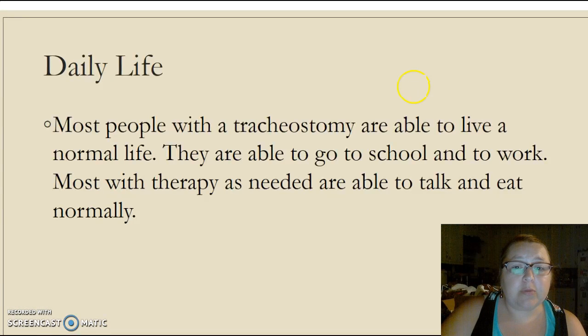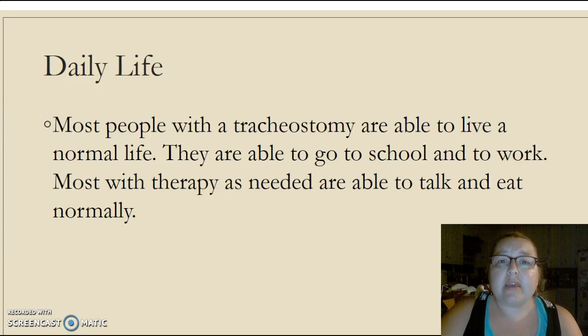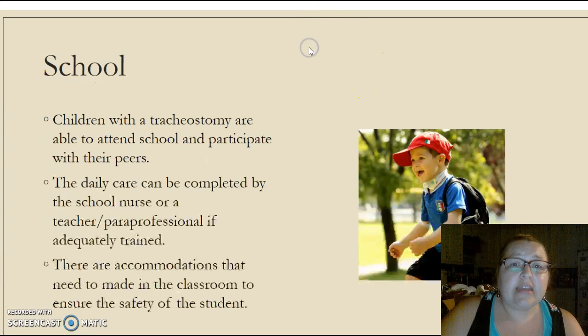Daily life. Most people with a tracheostomy are able to live a normal life. They go to work, they go to school. If they need therapy, speech therapy, physical therapy, they're able to talk. If the tracheotomy is their only issue, they're able to move on with a semi-normal life. Children with a tracheostomy are able to attend school and participate with their peers.